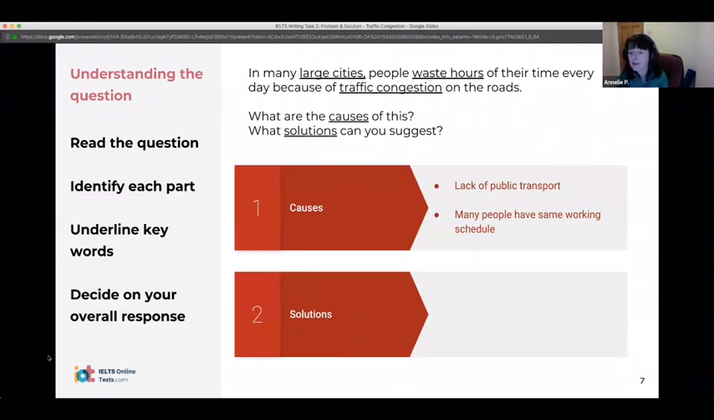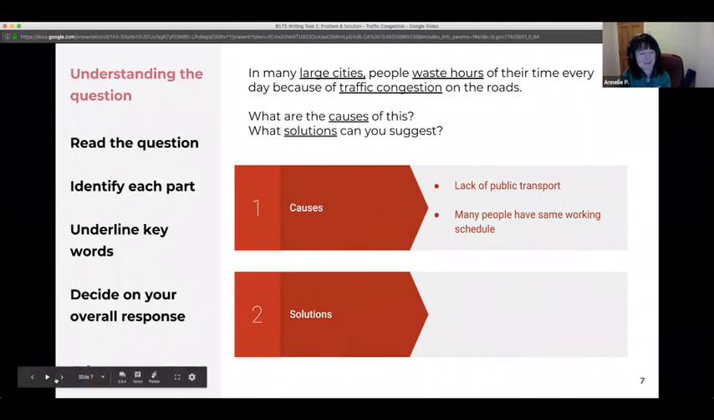So what solutions would you suggest to traffic congestion? Okay, more means of transport, or better infrastructure. Okay, more public transport, we're getting that from a lot of people. Flexible working hours, that's very good. Carpooling, very nice. Okay, reduce the number of private cars.